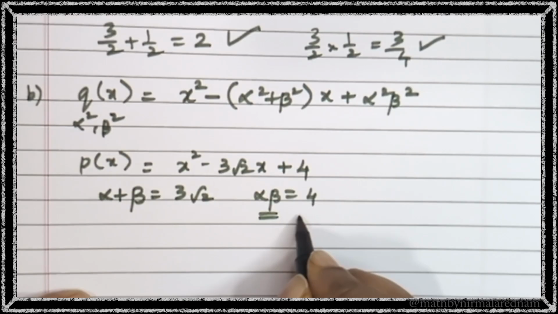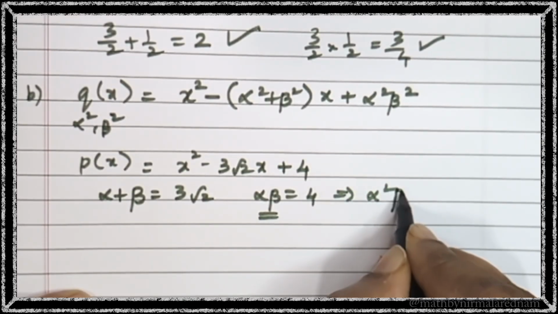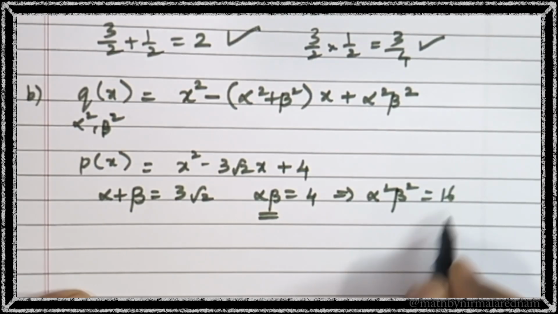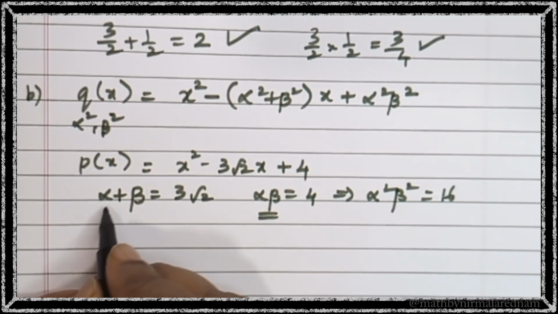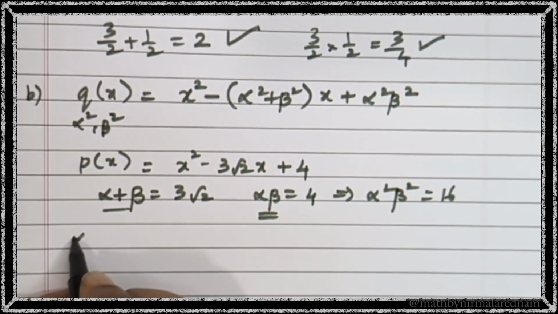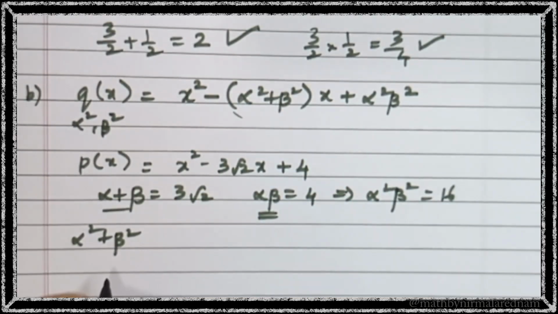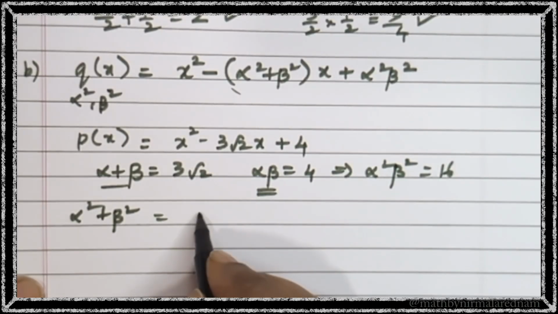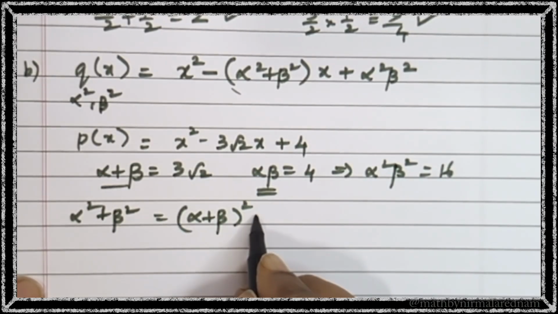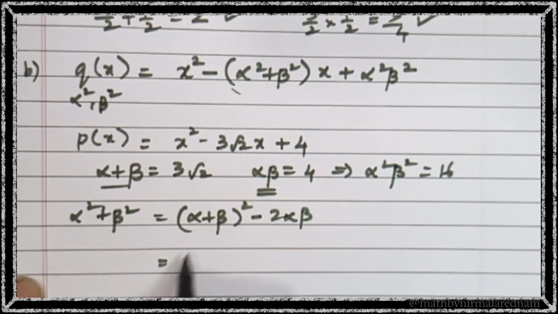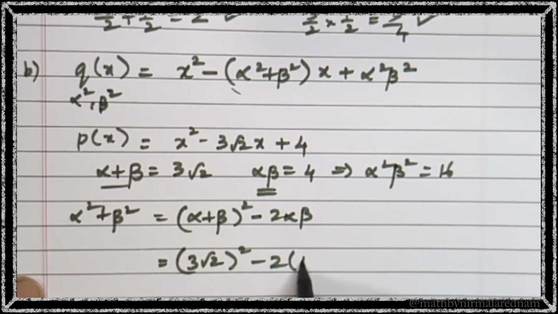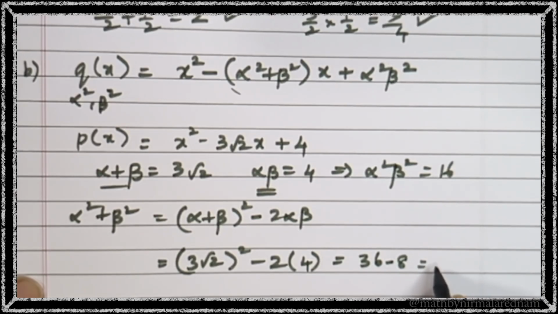Now from this clearly it is obvious that alpha square beta square is 16, right? So this we are going to be using, and using these two can we find alpha square plus beta square, because once I have that, I know my polynomial q of x, right? So alpha square plus beta square is simply alpha plus beta whole square minus 2 alpha beta. I know that this is 3 root 2, right? And I know that this is 4.